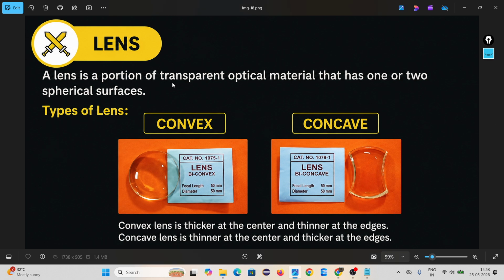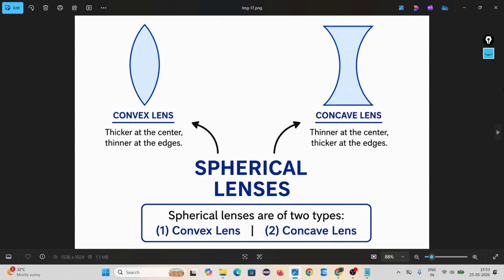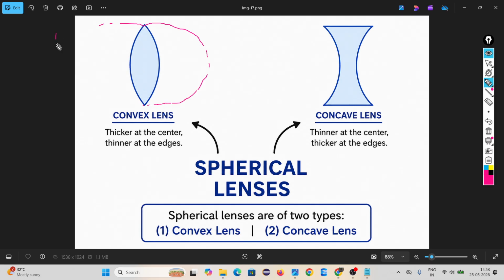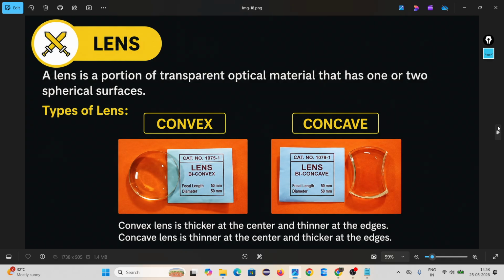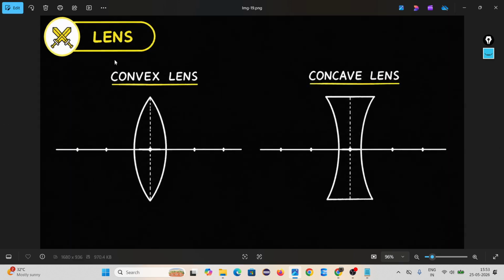A lens is a portion of a transparent optical material that has one or two spherical surfaces. Look, how many spherical surfaces are here? This looks like a part of a circle, and this is also looking like a part of a circle. It means a lens looks like parts of two spheres. Look here also. Types of lenses: a convex lens is thicker at the center and thinner at the edges. You have to remember the definition. Then come to lens.